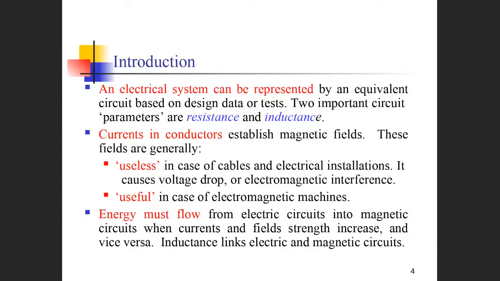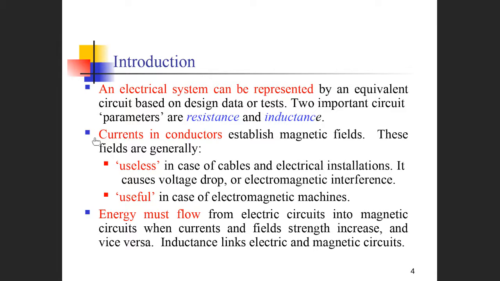Now, an electric system can be represented by an equivalent circuit based on the design data or testing. It includes the current and voltage. Besides the current and voltage, we have two more parameters, as I just introduced to you: the resistance and the inductance. So far you learned about resistance, and today I talk to you about another one, inductance.